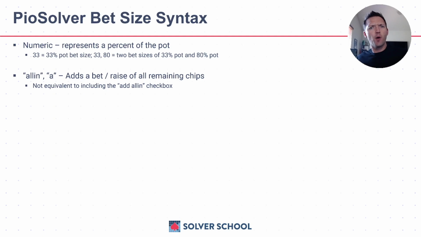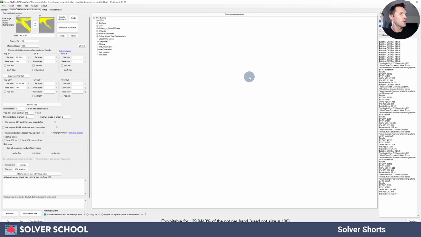So let's just jump over into PioSolver and I'll show you how that works. The all-in structure is fairly easy, and you can see both options here work. You could have the A or you can have all-in. Now, as I mentioned in the slides, there's this option here for clicking this box for add all-in.